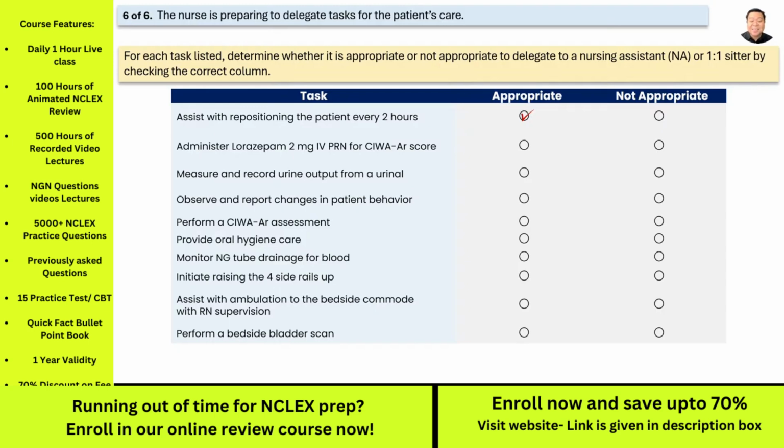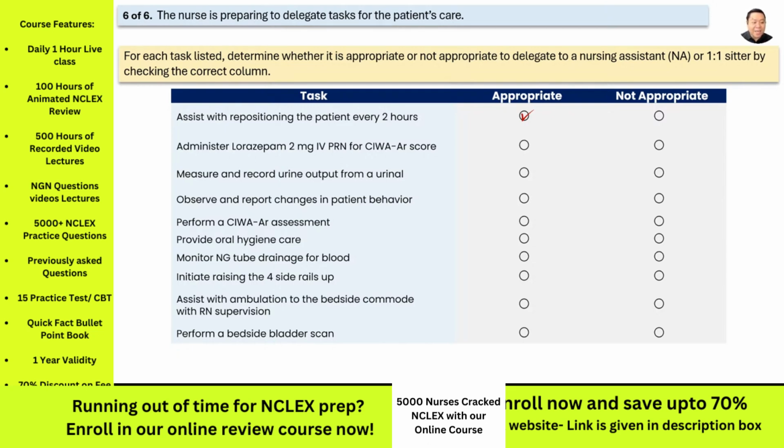This one does not require clinical judgment, and the nursing assistant and the sitter can safely carry out this task. What about the second one? Administer lorazepam 2 milligrams IV PRN for CIWA-Ar score.